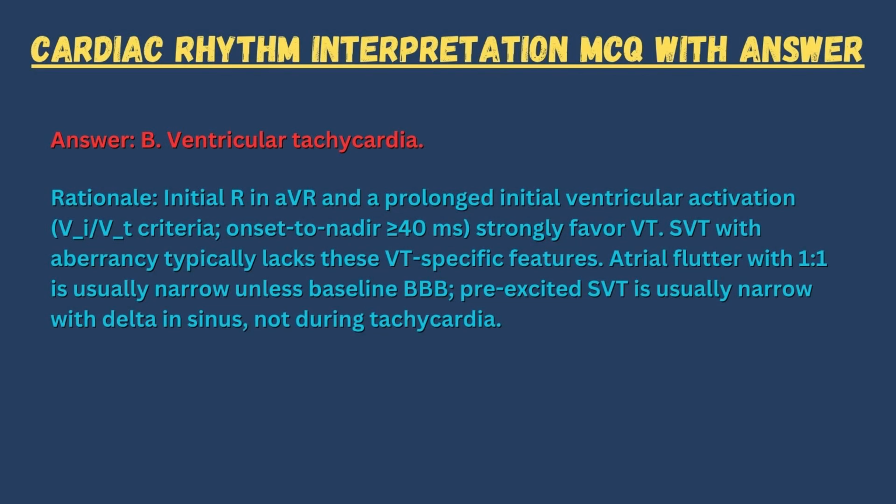Answer B. Ventricular tachycardia. Rationale: initial R in aVR and a prolonged initial ventricular activation favor VT over SVT by criteria. Onset to nadir greater than or equal to 40 milliseconds strongly favors VT. SVT with aberrancy typically lacks these VT-specific features. Atrial flutter with 1:1 conduction is usually narrow unless baseline BBB. Pre-excited SVT is usually narrow with delta in sinus, not during tachycardia.